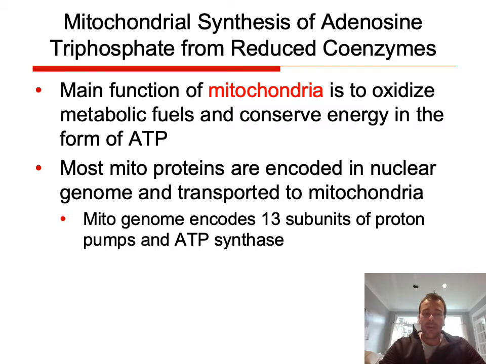Notably, most mitochondrial proteins are encoded in the nuclear genome and transported to the mitochondria. The mitogenome itself actually encodes 13 subunits of proton pumps and ATP synthase, but a lot of these are encoded on nuclear genomes and they have to be transported to our mitochondria.